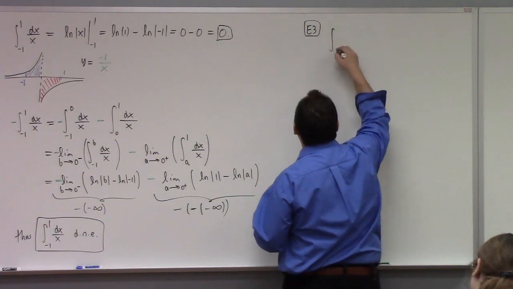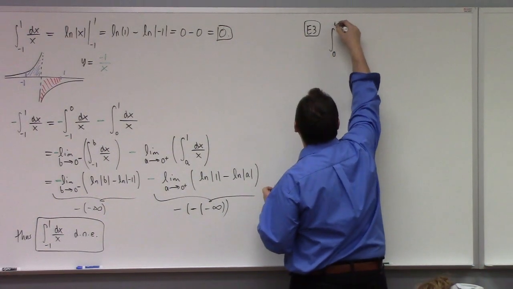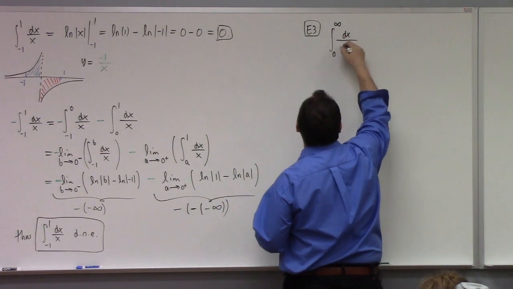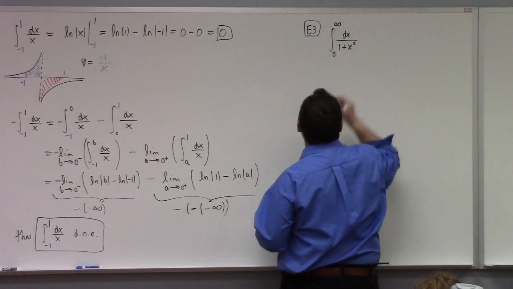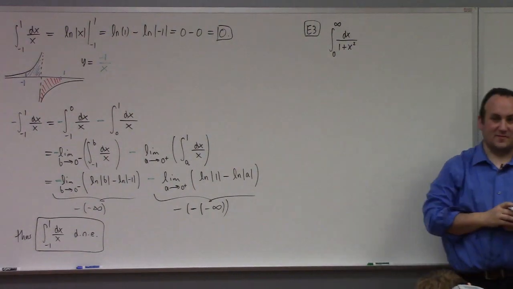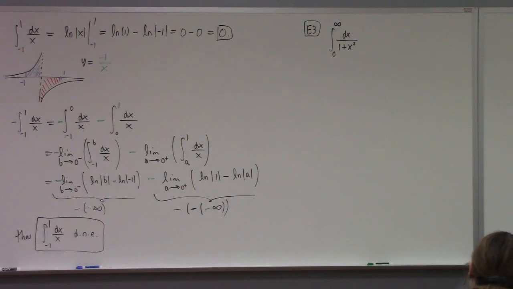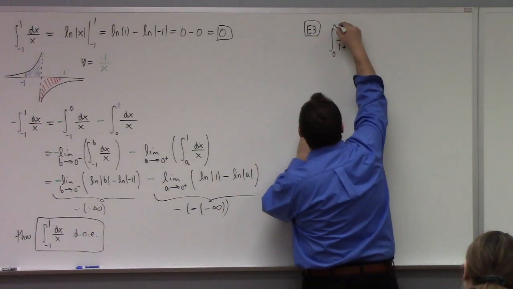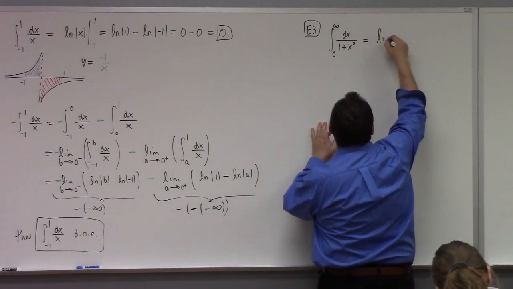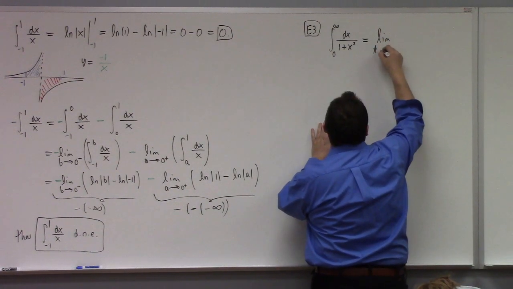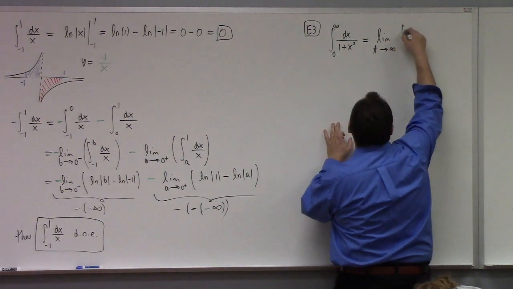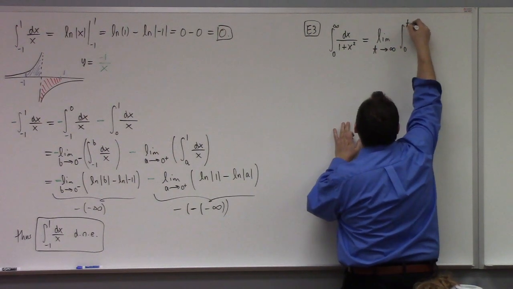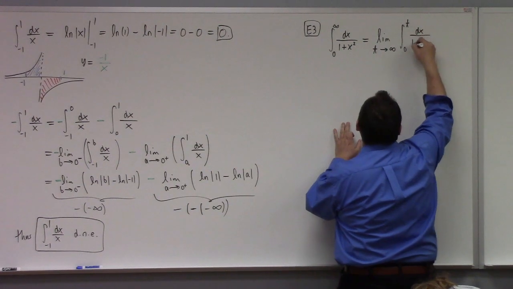So here we go. The integral from 0 to infinity of dx over 1 plus x squared. Is this an improper integral? Well, I think the infinity in the upper bound is kind of a clue, right? So what do we mean by this? What is the technical meaning of such an expression? This is by definition the limit, I'll use a t this time, as t goes to infinity of the integral from 0 to t of dx over 1 plus x squared.